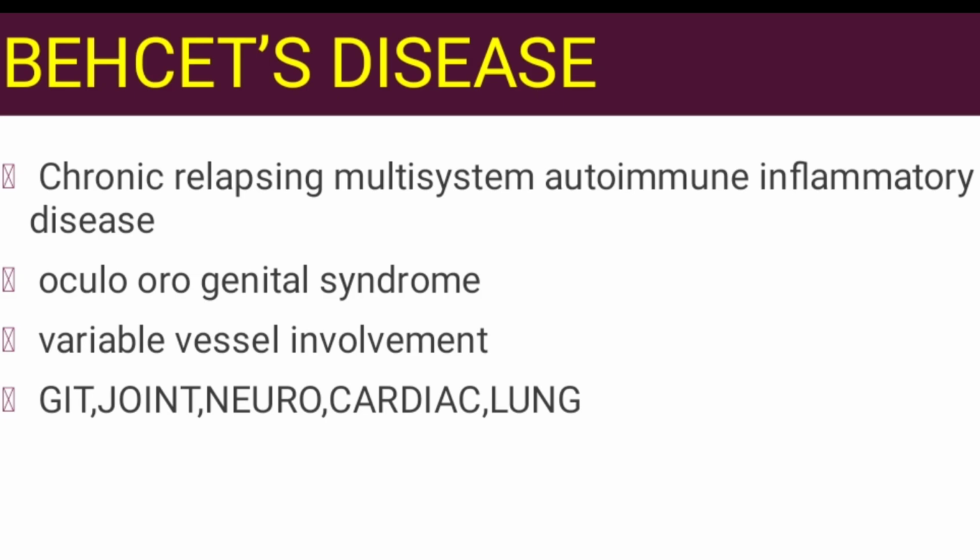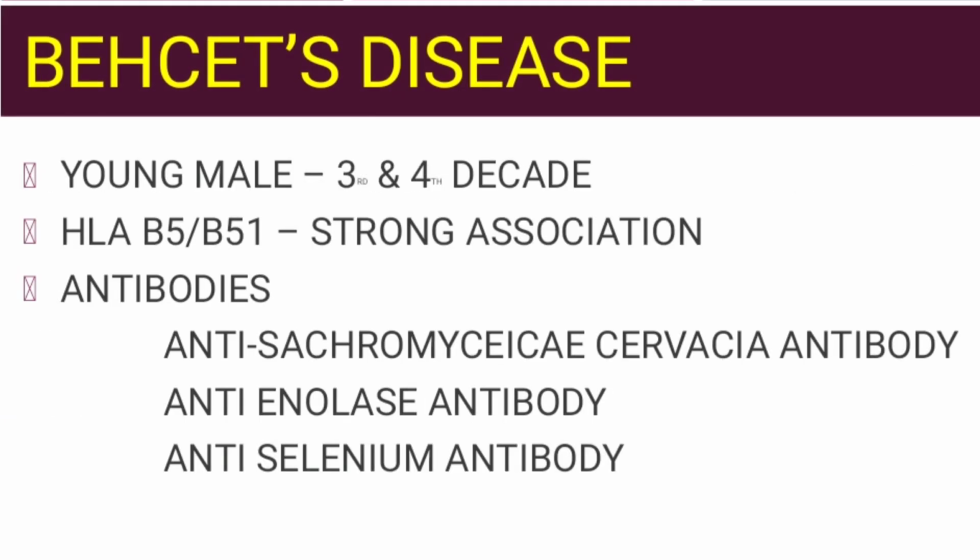In this condition, we often see variable vessel involvement, and there is also involvement of GIT, joint, neuro, lung and cardiac involvement. This condition, Behcet's disease, is more commonly seen in young males, and the disease occurrence is more common in the third and fourth decade, that is, between 30 and 40 years of age. HLA B5, B51 has a very strong association with Behcet's disease. The antibodies involved in this condition are the anti-Saccharomyces cerevisiae antibody, anti-enolase antibodies and anti-selenium antibodies.